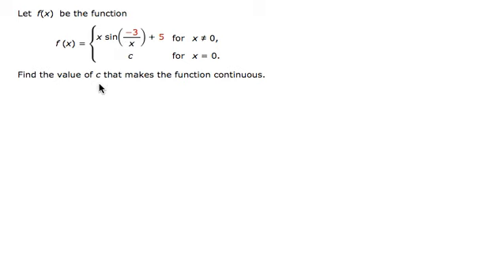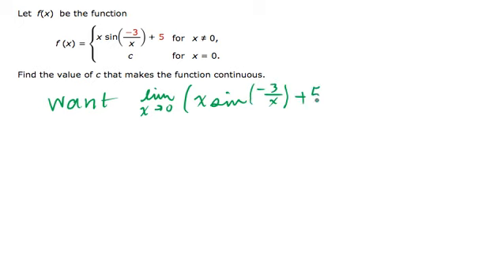So what we really want to do is figure out what the limit as x approaches 0 of this upper function. We want the limit as x approaches 0 of x times sine of negative 3 over x plus 5, that whole function. We want that limit to equal the y value at 0 in order for it to be continuous. The y value at 0 is this c, so we want that limit to equal c in order for f to be continuous everywhere. Okay, so we have to figure out what is the limit of this function.